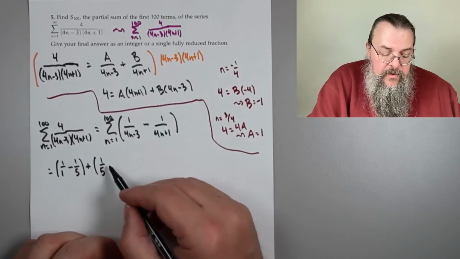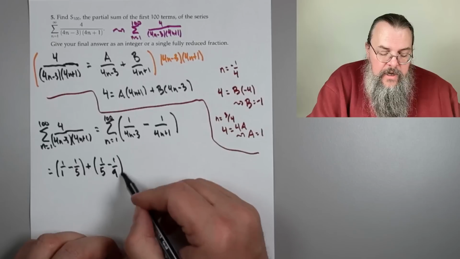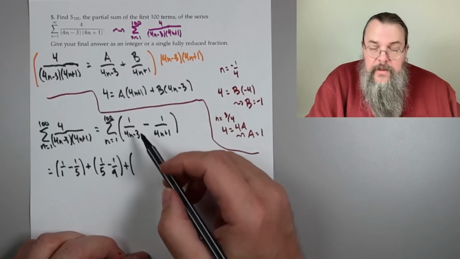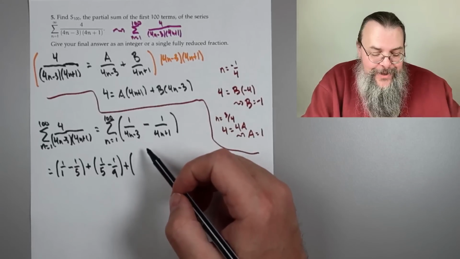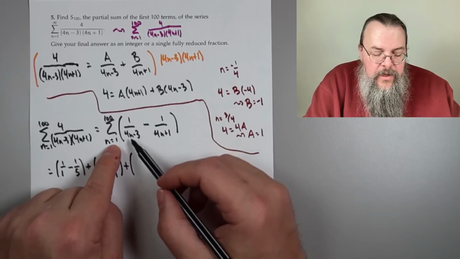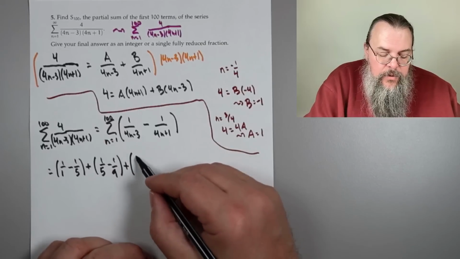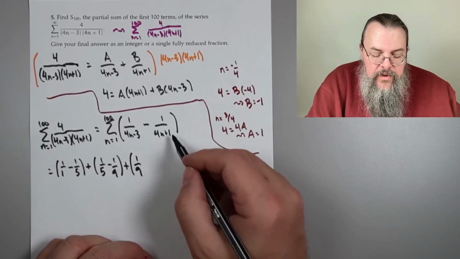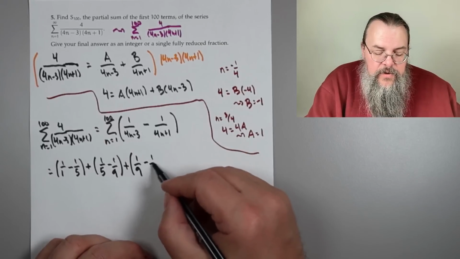8 plus 1 is 9. Subtract 1 over 9. Now, let's do one more. Then it will be convincing for us. So now we say, okay, 3. 12 minus 3 is 9, so 1 over 9. 12 plus 1 is 13, so 1 over 13.